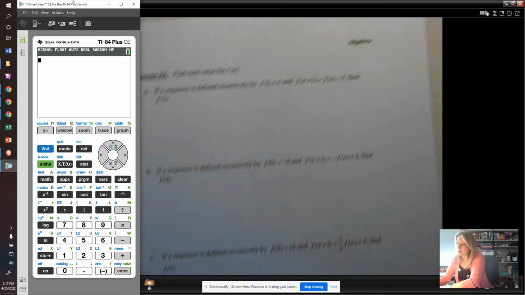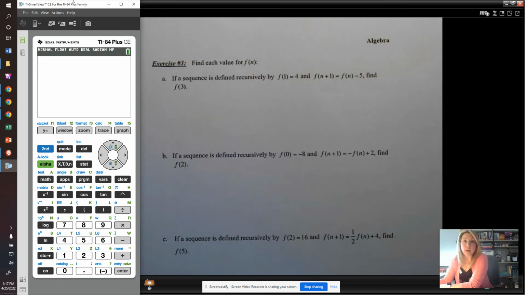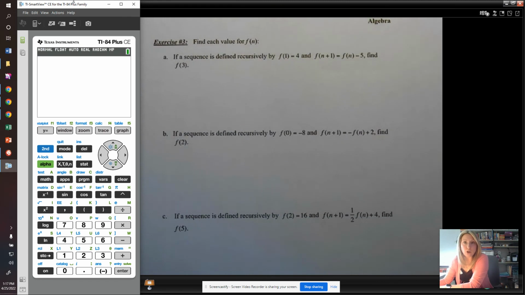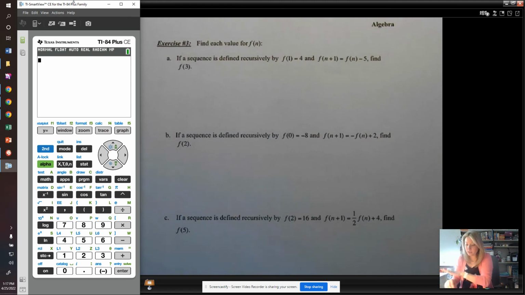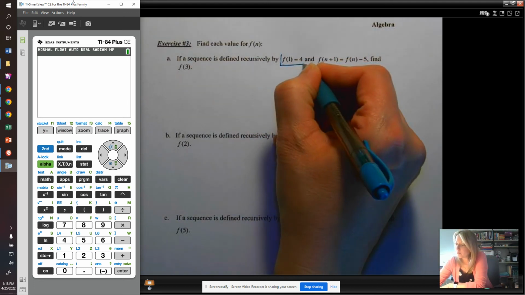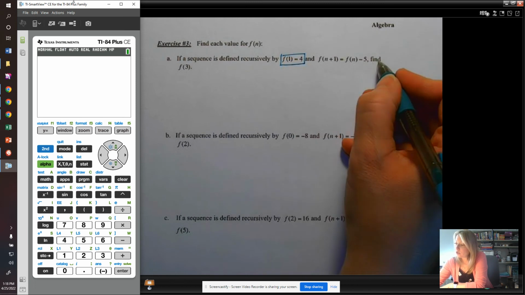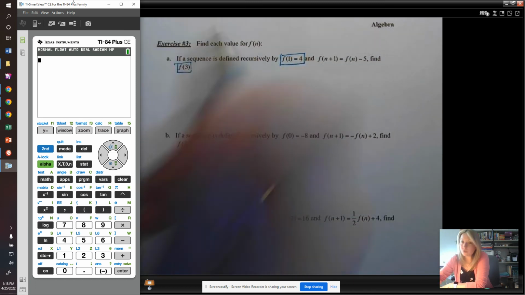Okay, so it says find each value for f of n, right? It gives you the start. So every single time you're going to be given the start, and this sequence is defined recursively by taking our previous value and subtracting 5. So we need to get from f of 1 that we've been given as 4 to f of 3. So that's what we need to do.